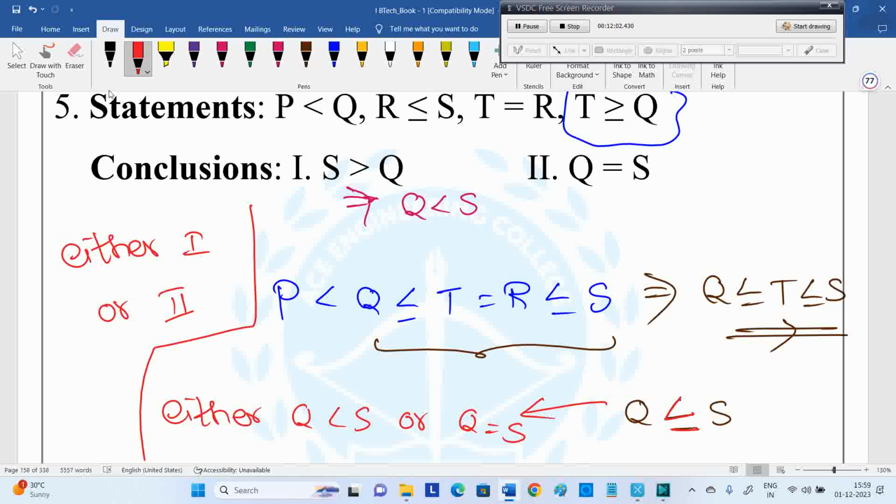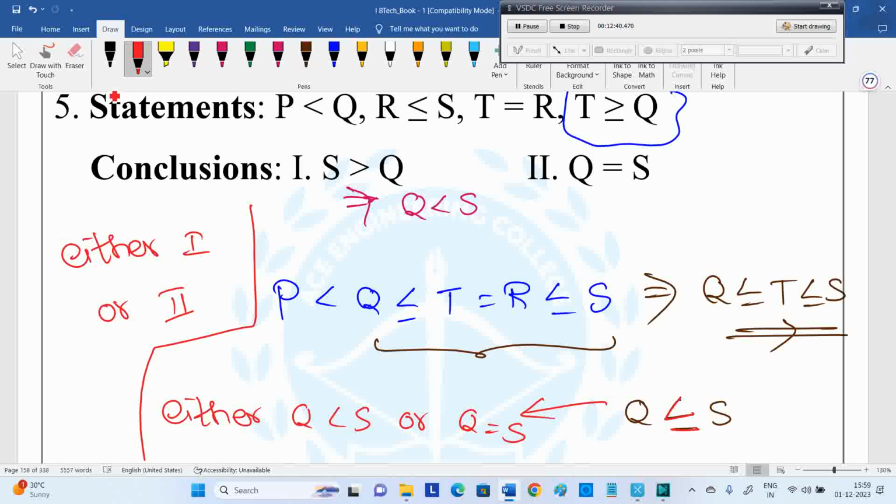The same question, with one small change, and my intention is just to inject some concept into your mind. Are you clear so far? Why did you get either-or? Now I just want to put you people in a confusion state. Let's say the first conclusion is Q less than S, and the second conclusion is Q equal to S, right? Now suppose the first conclusion Q less than S is given, and the second conclusion is S equal to T, let's say. Now what should your answer be?